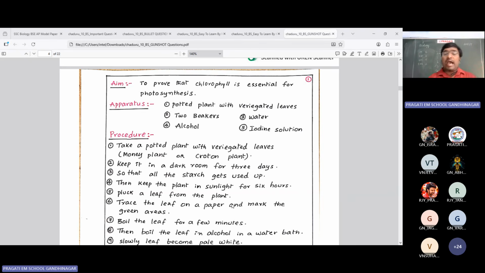When you are writing apparatus, children, please give numbering. However many materials you write, the numbering is very, very important. Try to give 1, 2, 3, children. So it is very easy for the examiner to see whatever materials the student has written in the answer. Here, 5 materials are required for the chlorophyll experiment.